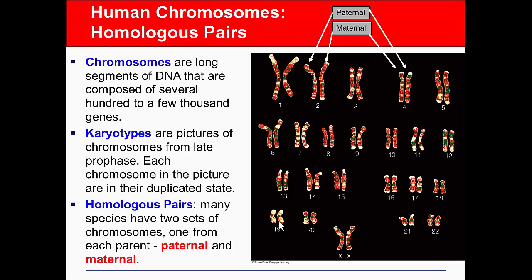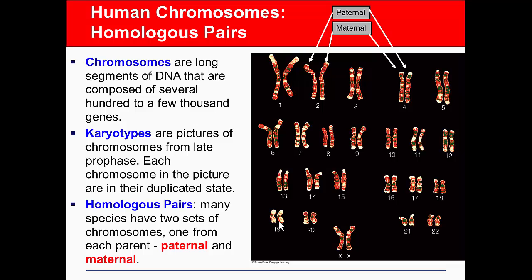So starting here with chromosomes. Chromosomes are long segments of DNA, and we've already talked about the structure of a chromosome, how it's wrapped around histone proteins. But what you should know is that one long stretch of DNA, which makes up one single chromosome, depending on how long it is, could have between several hundred and a few thousand genes. So genes are one part on one chromosome.